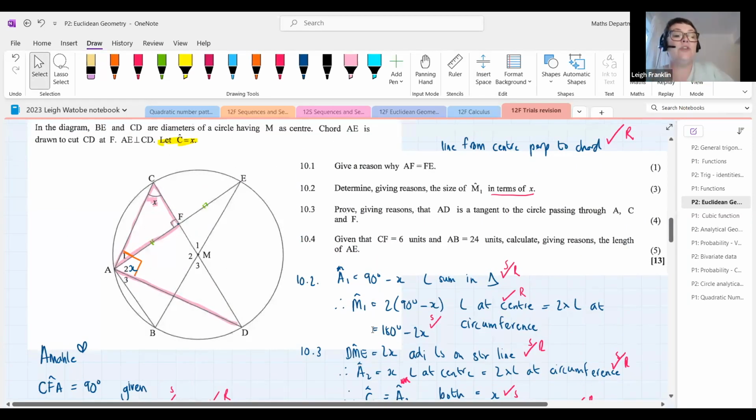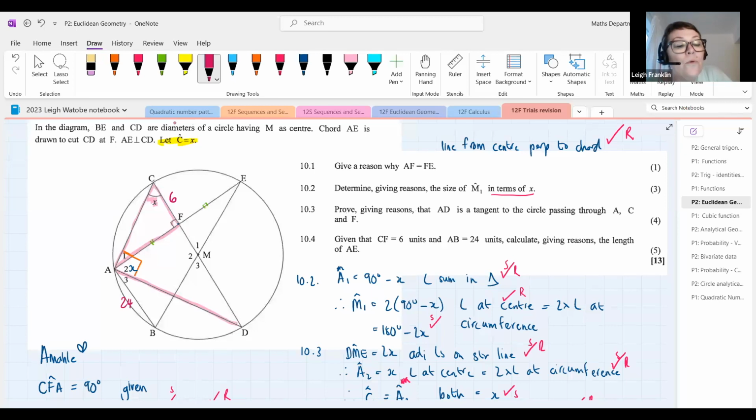All right, let's do question 10.4. So now we have been given that CF is 6 units long. Okay, so we'll put the 6 in there. And AB is 24 units. Calculate, now here we've got a little bit of a, oh, I hope we're going to get to the end of this. Calculate, giving reasons, the length of AE.